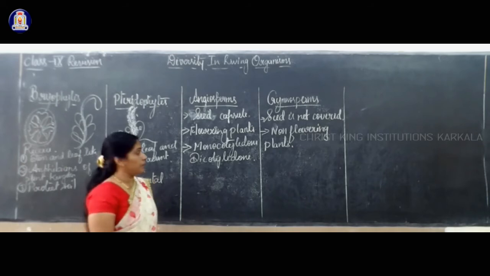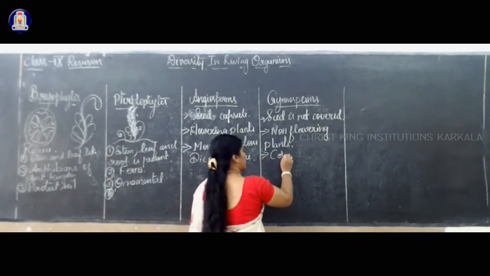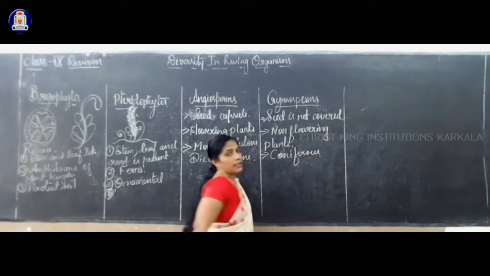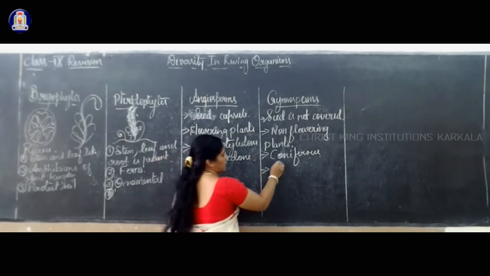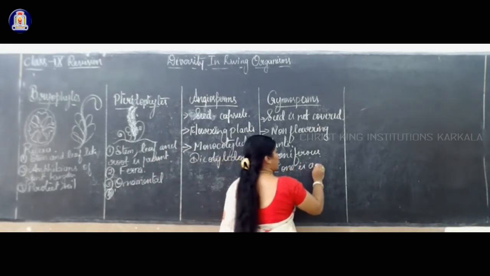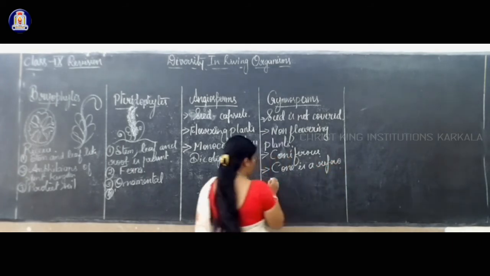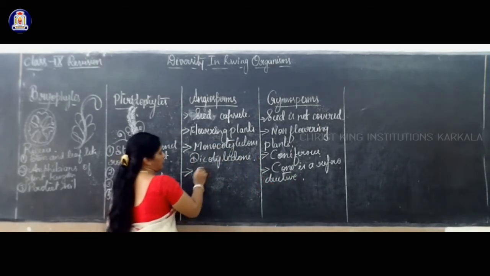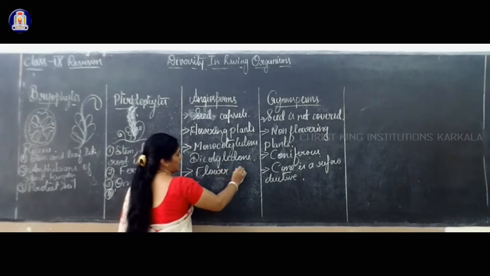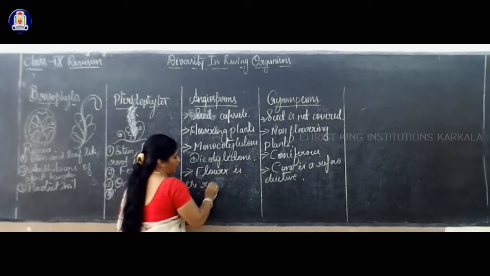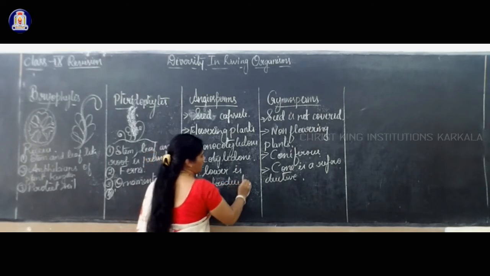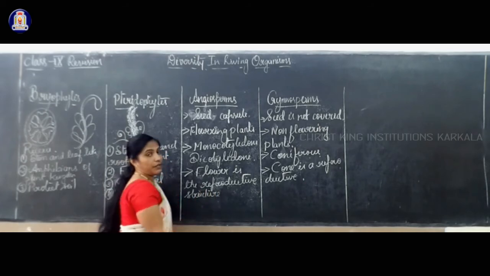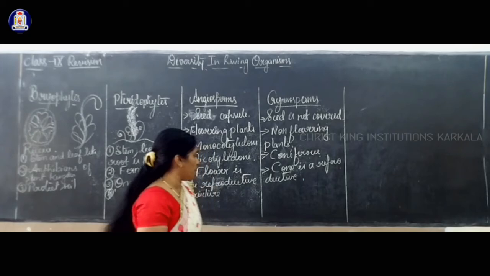But gymnosperms are called coniferous plants. The reason is they reproduce through a reproductive structure called a cone. Cone is a reproductive structure, but in angiosperm, flower is the reproductive structure. So this is the main major difference between angiosperm and gymnosperm.